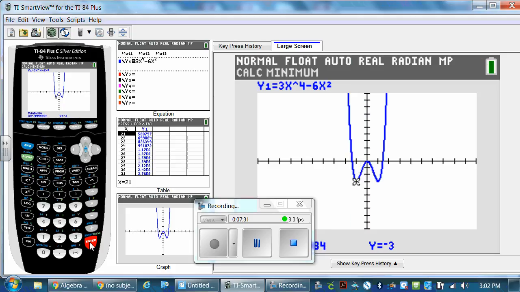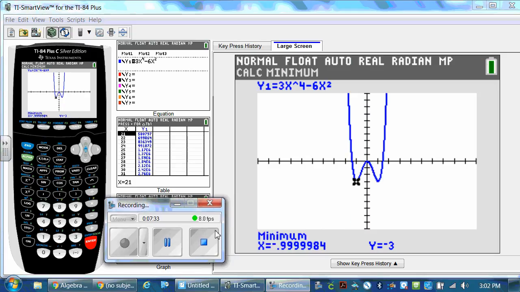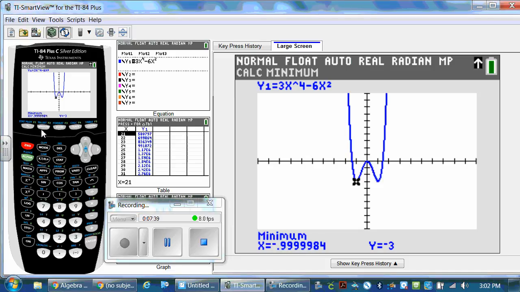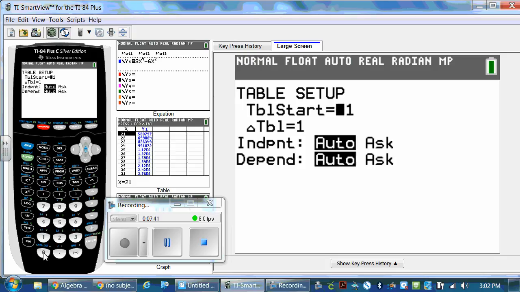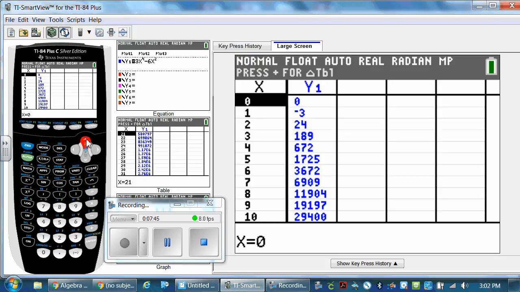This appears to be, see how it says -0.999? That's really (-1, -3). If you're not really sure, you can also check your table, which I need to tell the table to start at. Let's make the table start at 0. Go to -1, and you'll see it is (-1, -3), and (1, -3). It's just a rounding thing on this calculator.